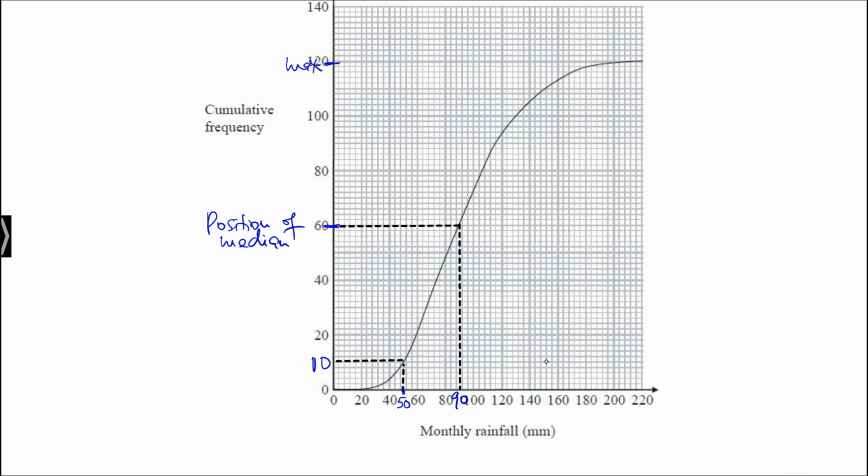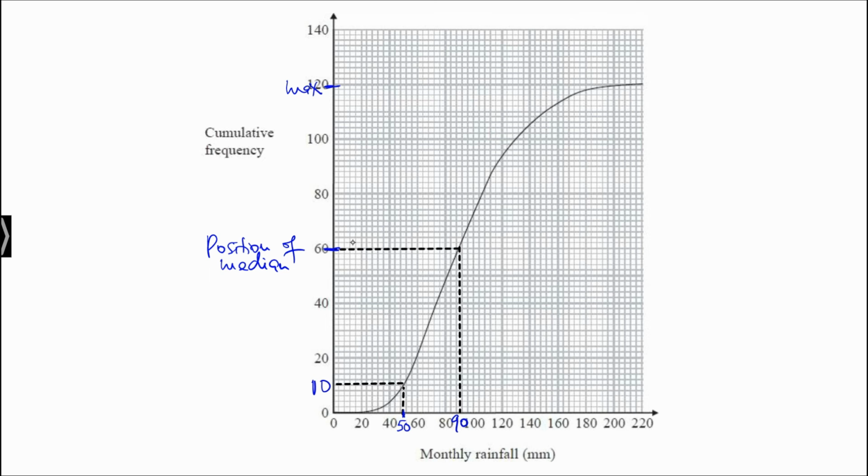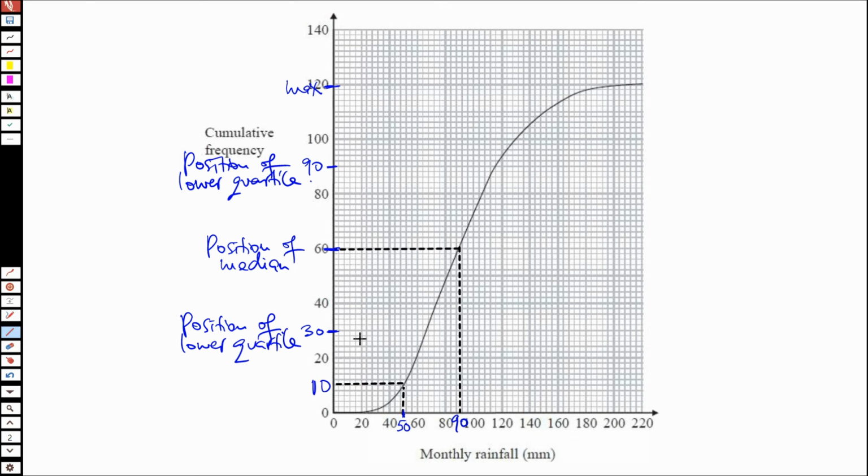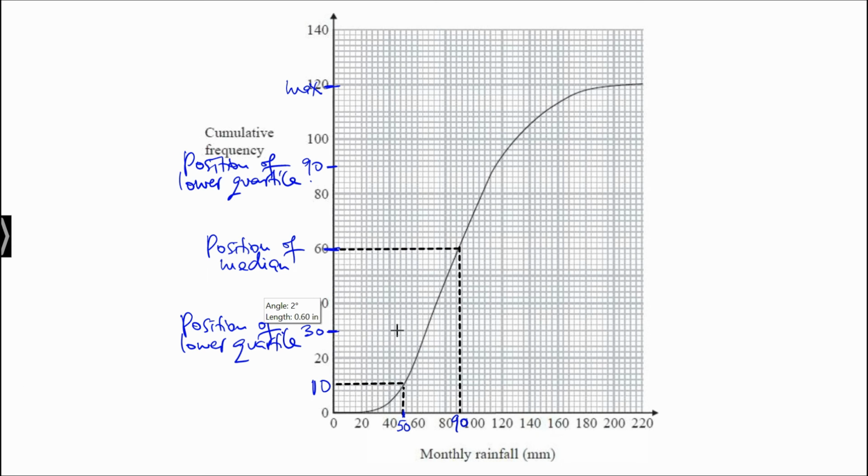Again, what you need to do is first of all find the positions of the upper quartile and lower quartile. So halfway between 120 and 60 is 90. So 90 is somewhere here, and this is the position of the upper quartile. And then halfway between 60 and 0 will be 30, which is here, and this will be the position of the lower quartile. All right, and then you grab your ruler and apply the same process. So horizontal line all the way to the line, and then you drop it.